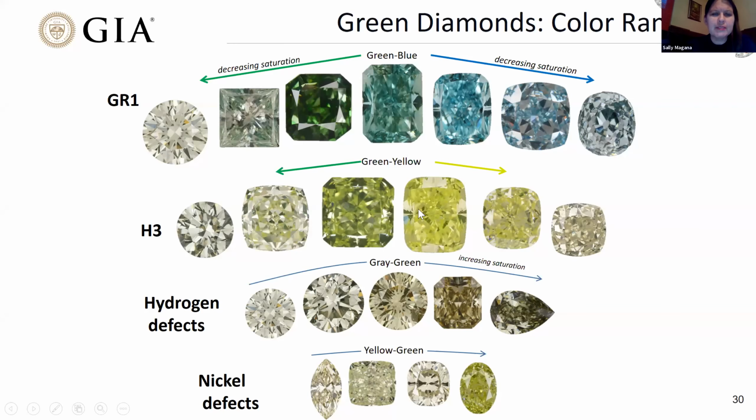With the H3, we can see variation from green to yellowish green. And then with hydrogen-related defects, we typically see a color variation around green to gray-green. And then with nickel-related defects, we typically see those as yellow to yellowish green.